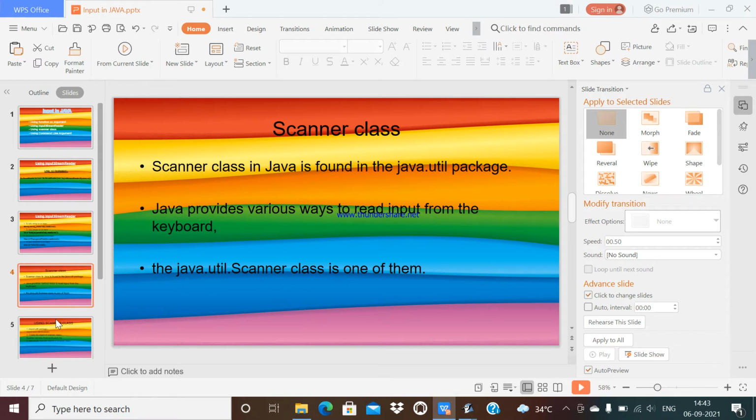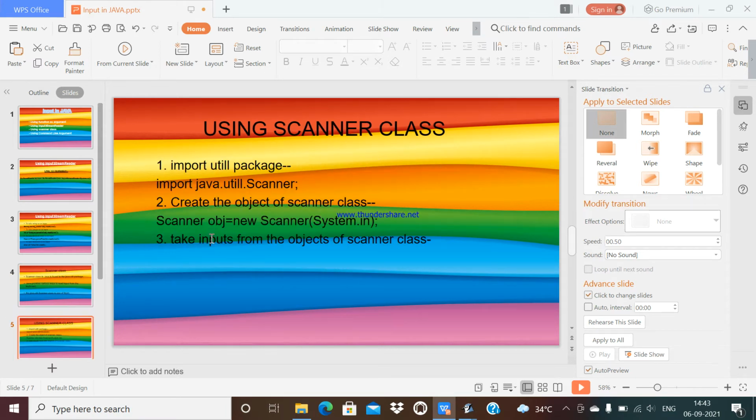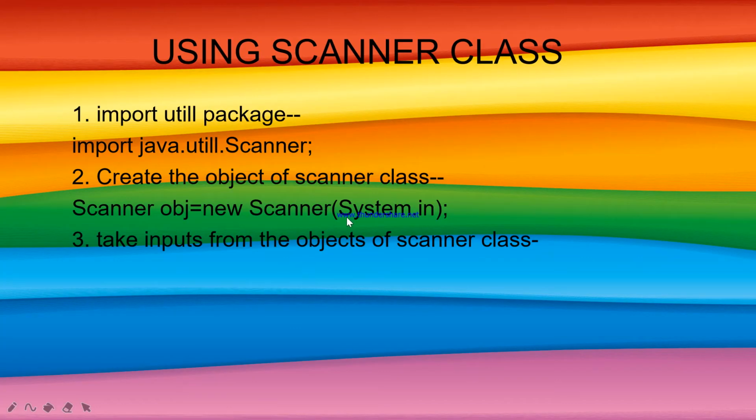Then you will have to create the object of the scanner class. After importing the package, you will have to create an object of the scanner class, and the syntax to create the object is: Scanner, space, object name, is equals to new Scanner, bracket open, System.in, bracket close, and then semicolon. This is the second rule which you will have to follow.